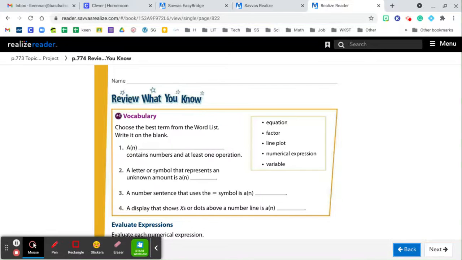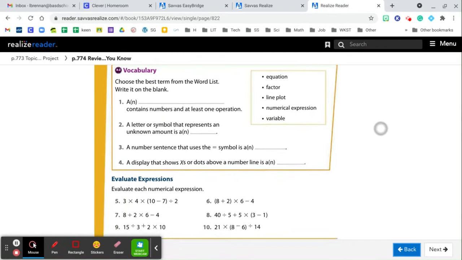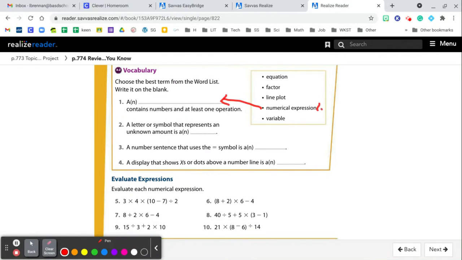All right, today we are going to preview topic 14, and we've got some vocabulary words to go over. Choose the best term from the word list, write it on the blank. A blank contains numbers and at least one operation, and that would be a numerical expression. So that would be number one. A letter or symbol that represents an unknown amount is called a variable.